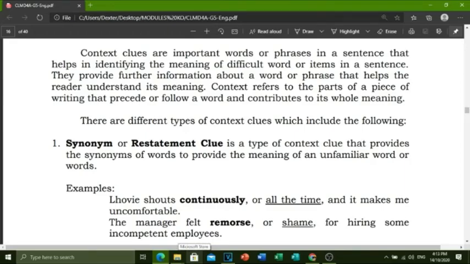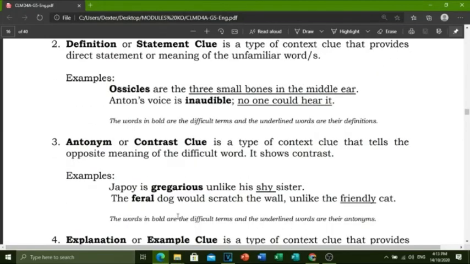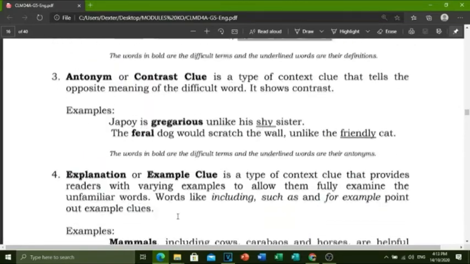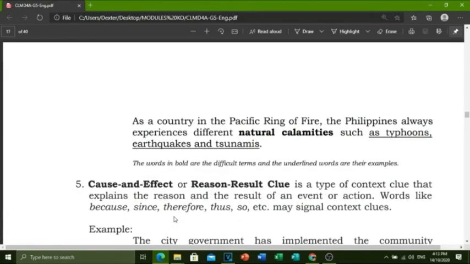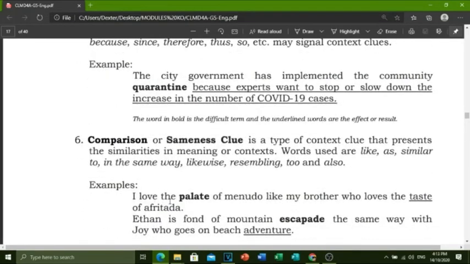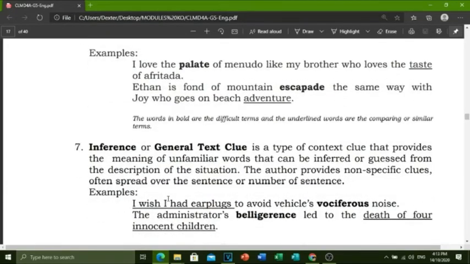So we're finally done in discussing all the 7 types of context clues. Let's have a review. We have number 1, synonym or statement clue. Number 2, definition or statement clue. Number 3, antonym or contrast clue. 4, explanation or example clue. 5, cause and effect or reason result clue. 6, comparison or sameness clue. And last but not the least, inference or general text clue.